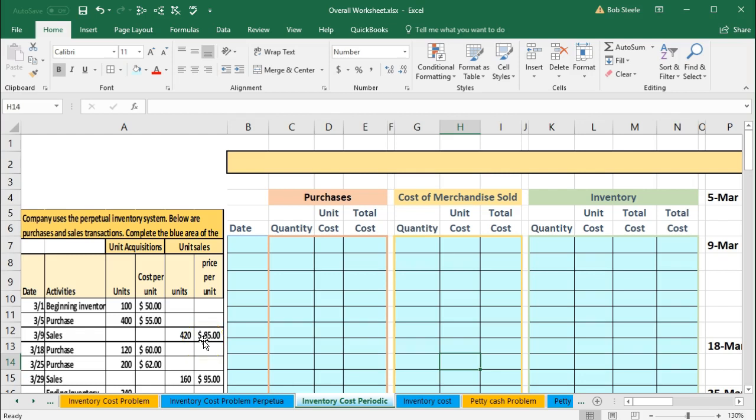In this presentation, we will be working a problem related to the first in, first out, or FIFO flow assumption.